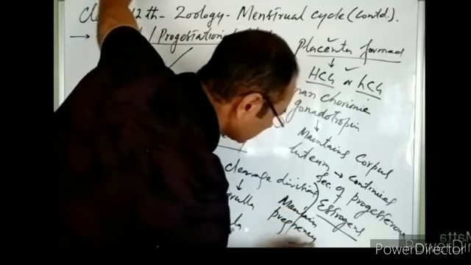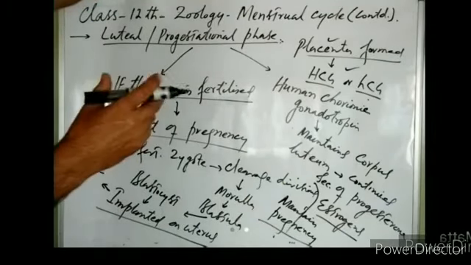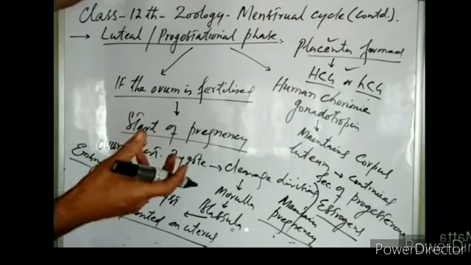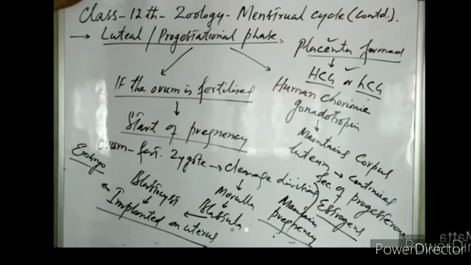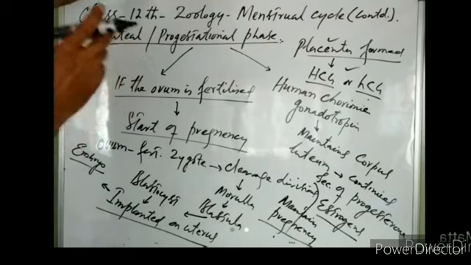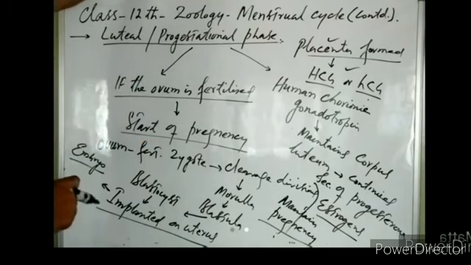And this pregnancy will continue for a period of 9 months. So during these 9 months in which the pregnancy is maintained, right? There will be no menstrual cycle. Do you understand what I'm saying? So whether the menstrual cycle happens or not depends upon the fertilization of the ovum.